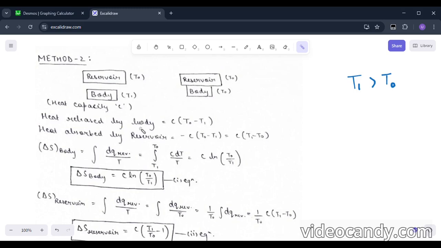So the heat released by the body is given as C times the change in temperature, that is C times (T naught minus T1). Now the heat absorbed by the reservoir will be the negative of the heat released. That's simple. So basically that is C times (T1 minus T naught).